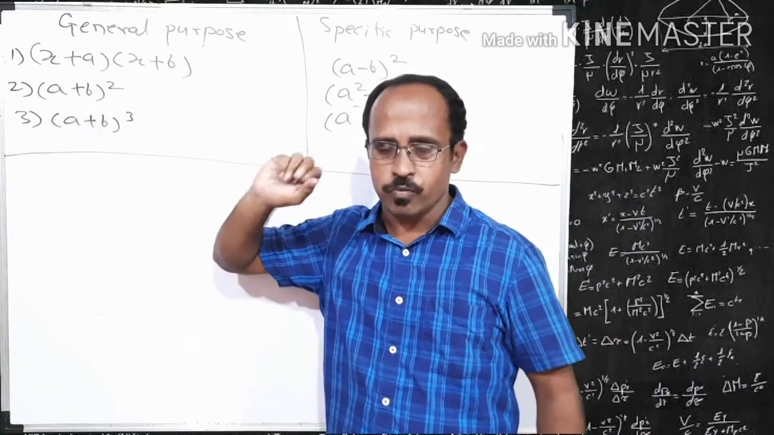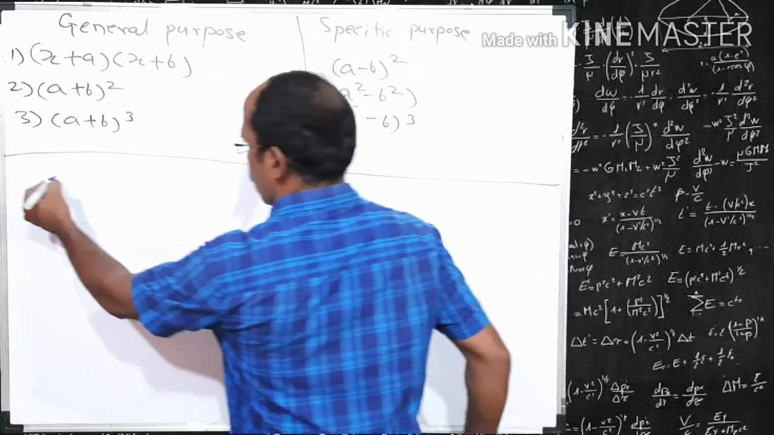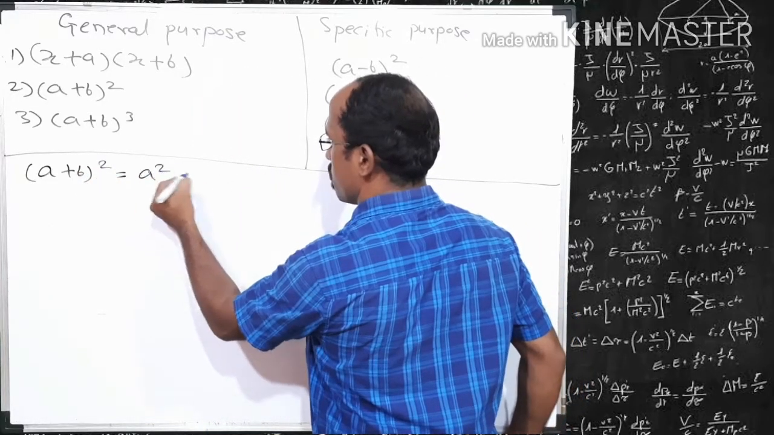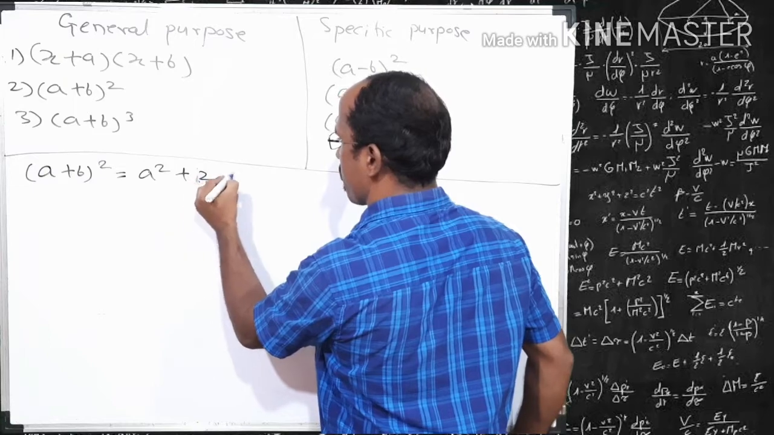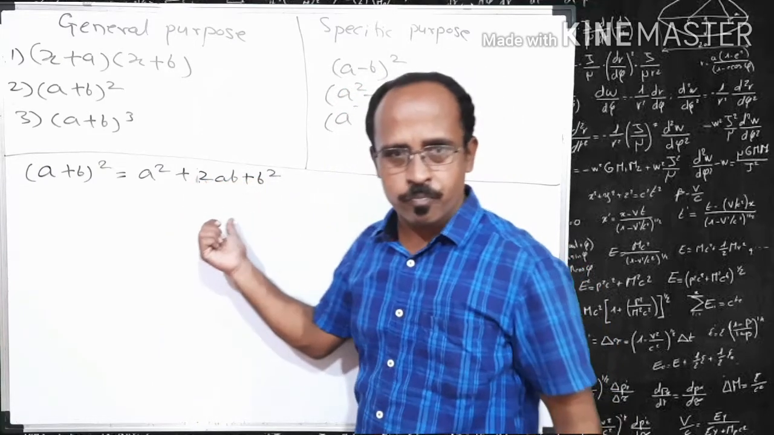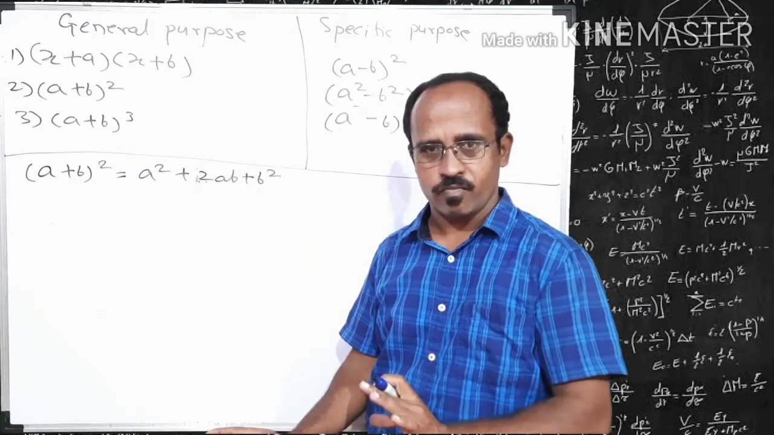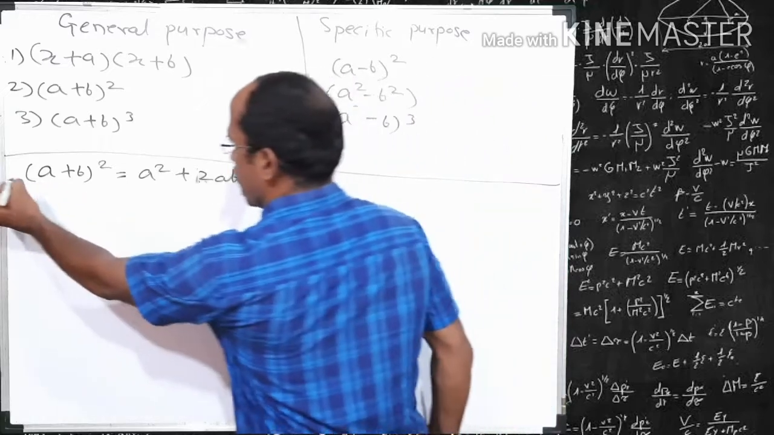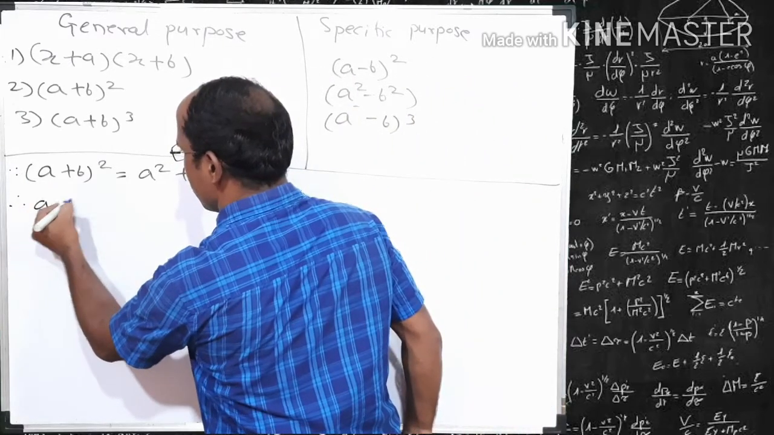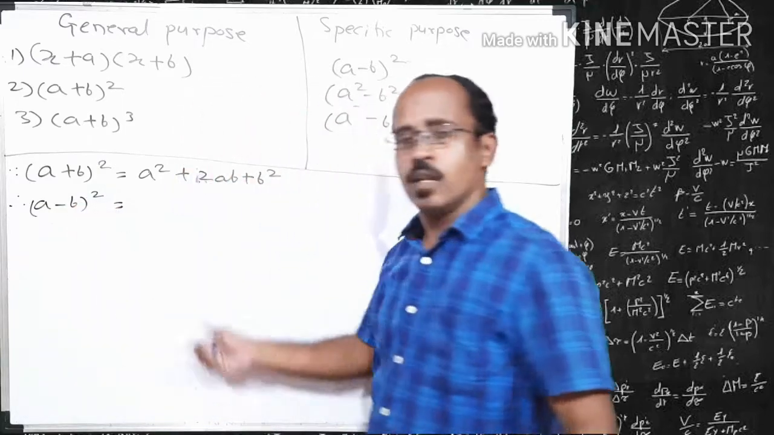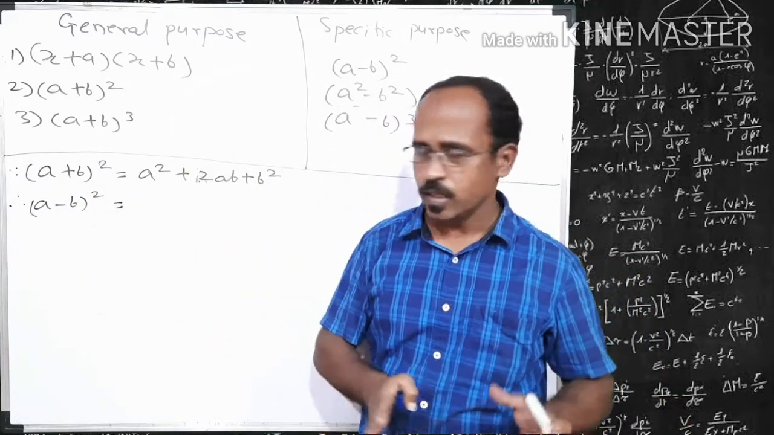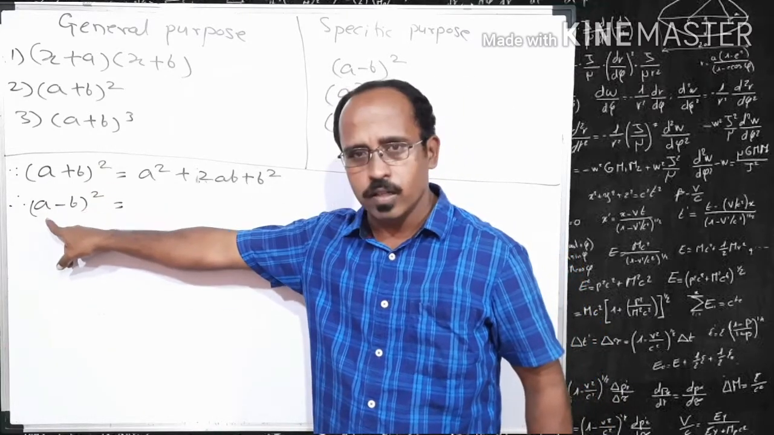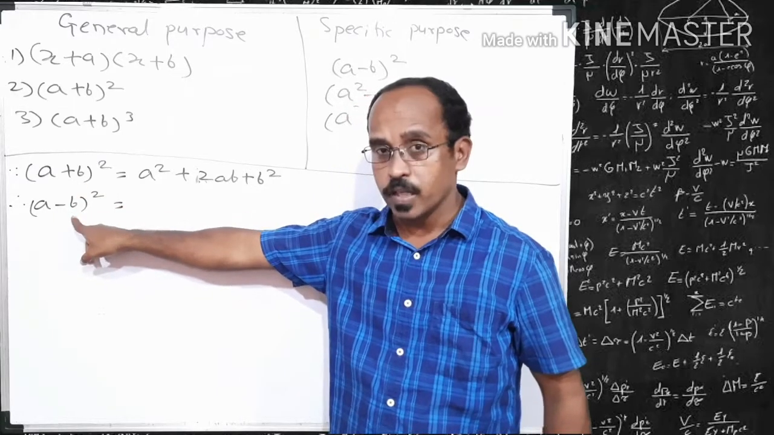Suppose (a plus b) square is one formula. (a plus b) square is the formula, which is nothing but a square plus 2ab plus b square. Clear? And based on this, I can derive the formula (a minus b) square. Let us see how. If (a plus b) square is this, then (a minus b) square is equal to what? I hope till today you are very much familiar with how to replace the values in the formula. So in this case, at the place of a I will replace a, and at the place of b I have to replace minus b.